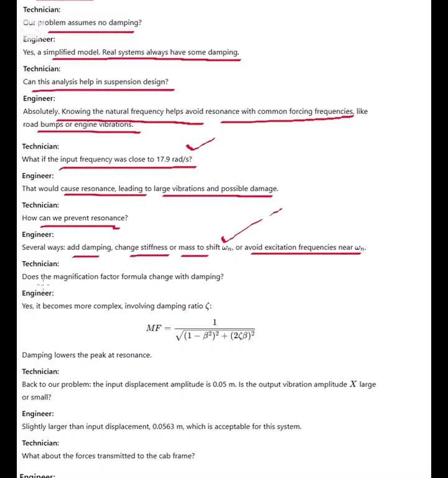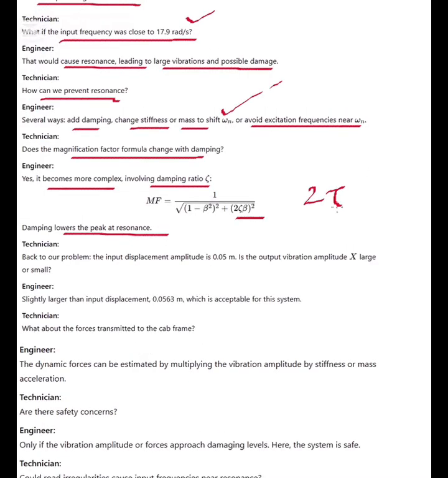omega n. Does the magnification factor formula change with damping? Yes, of course. It becomes more complex, involving the damping ratio. This damping ratio is there, right? Damping lowers the peak at resonance. Because of the damping, it lowers. Otherwise, it would go infinite.